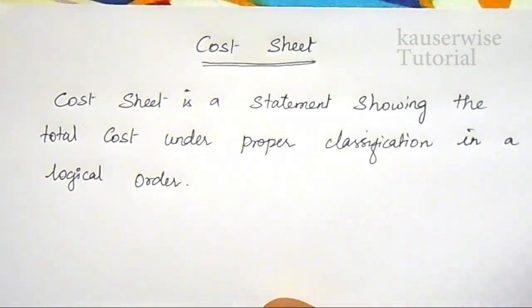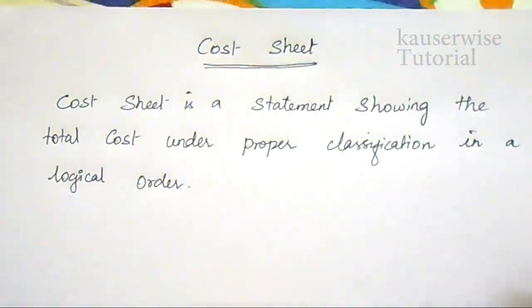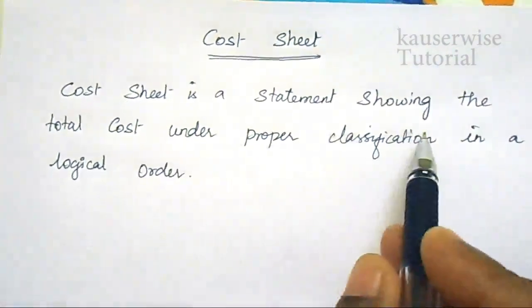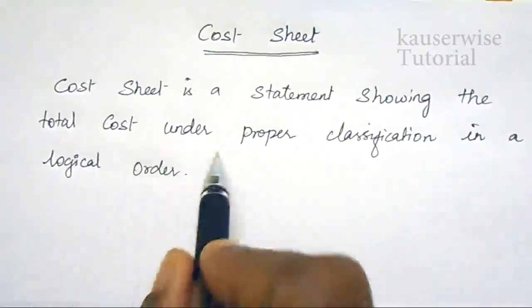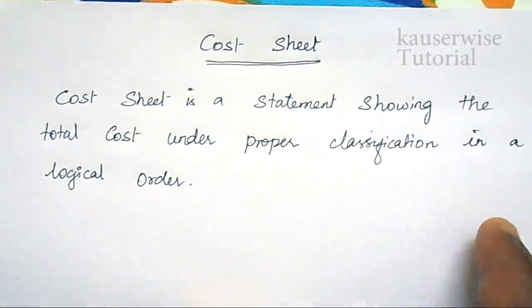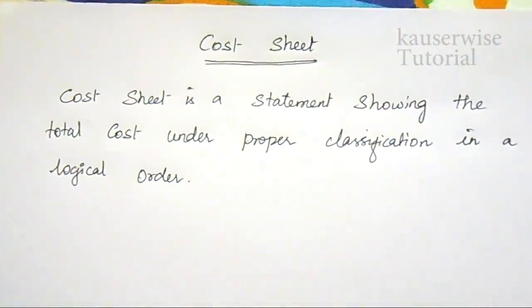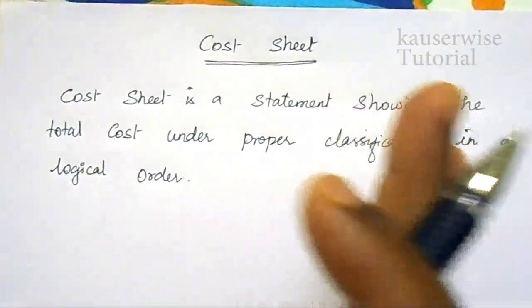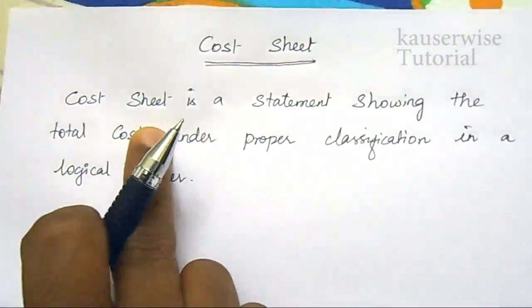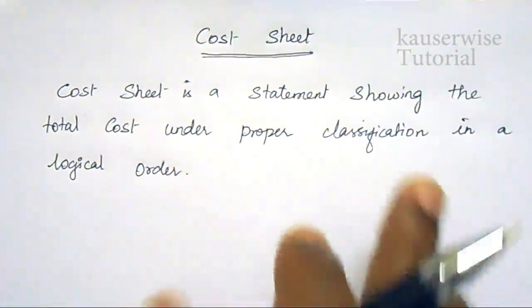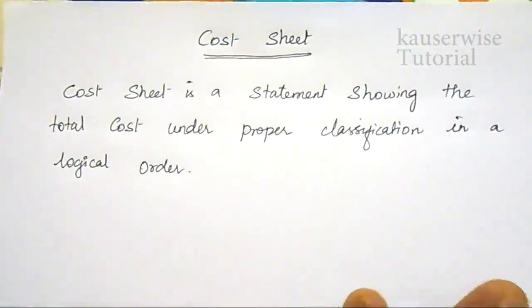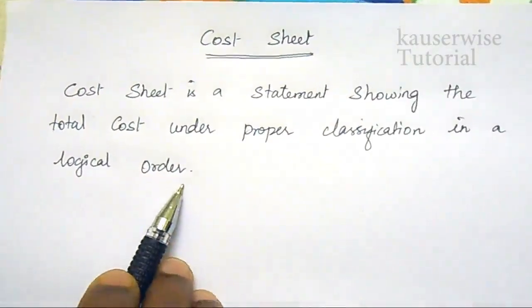In this video, we are going to see a comprehensive problem of cost sheet. What is cost sheet? Cost sheet is a statement showing the total cost and a proper classification in a logical order. So generally, the total expense incurred for a particular product can be analyzed under different heads in a statement form, called cost sheet. So here we are going to see the different classifications in a logical order as a statement form. So let me explain the logical order of cost sheet.